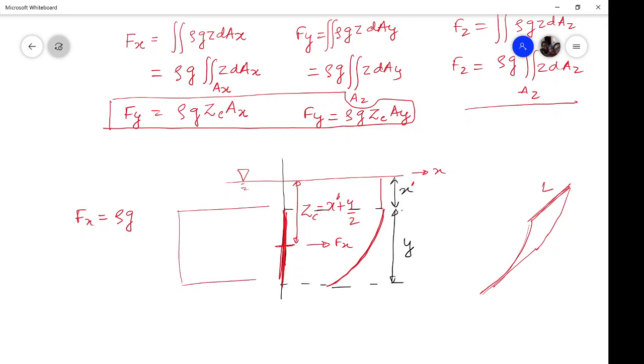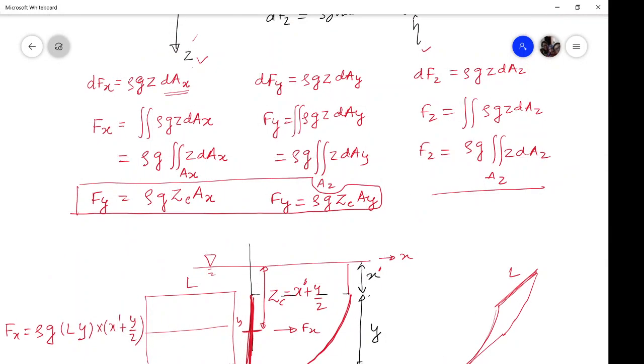If you view from here, it will be a rectangle of y unit this and L unit into the paper. So the area will be rho g, Ly will be area, and z center of gravity, that is x prime plus y by 2. In this way you can find out the horizontal component of this hydrostatic pressure force on any curved surface. Now what about the vertical component of this hydrostatic pressure force?